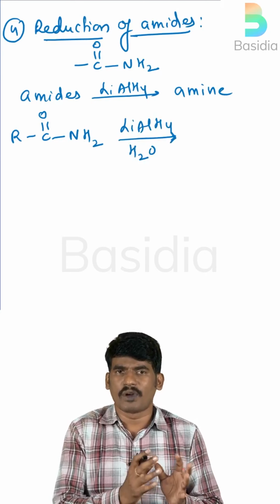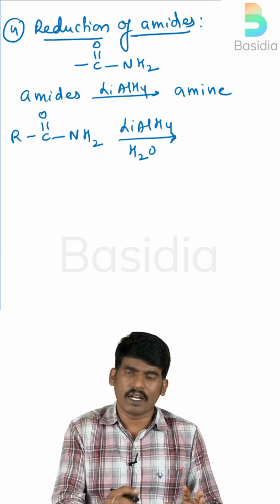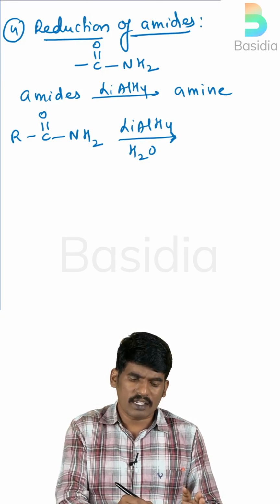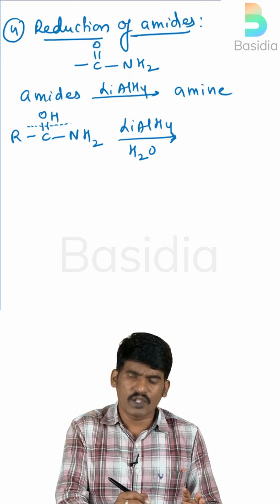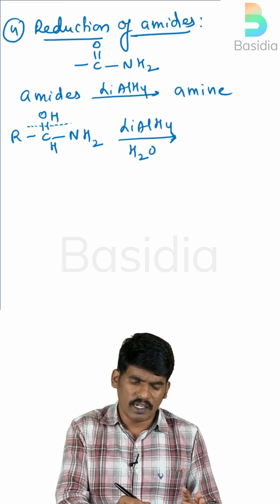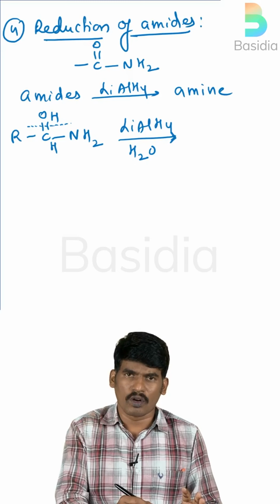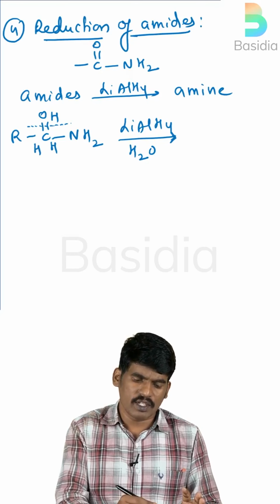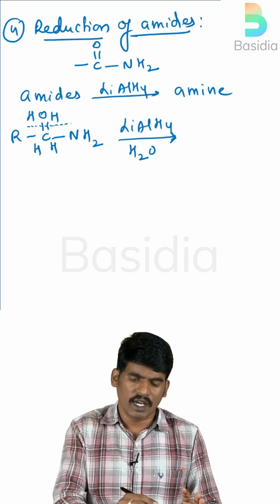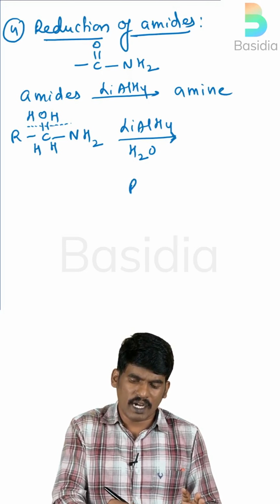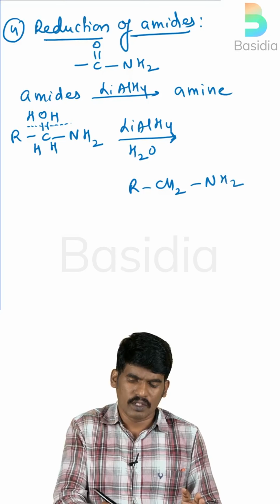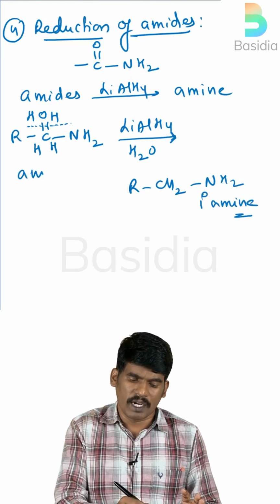Lysis is required because we are breaking a bond. That's why water is required. So in RCONH2, this bond we are breaking. If you break that bond, this side we add H, and this side we add H. And we are breaking another bond also, adding H here, H here. Then we remove the water and you will get RCH2NH2. A primary amine is obtained from amide.